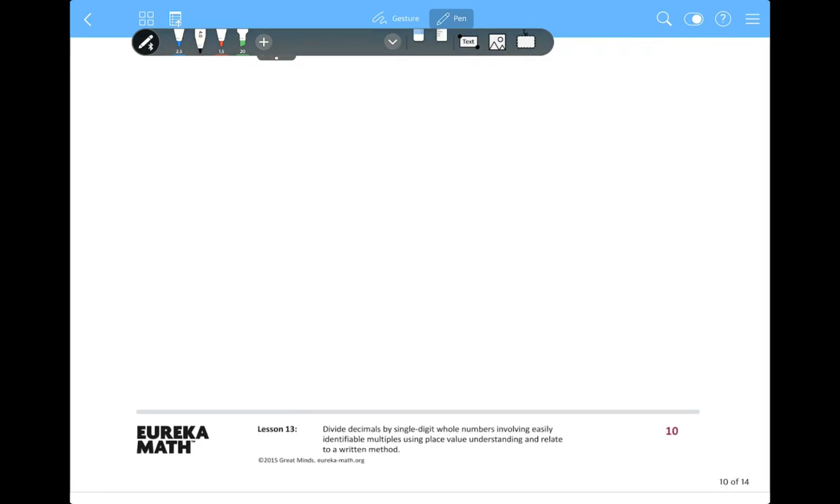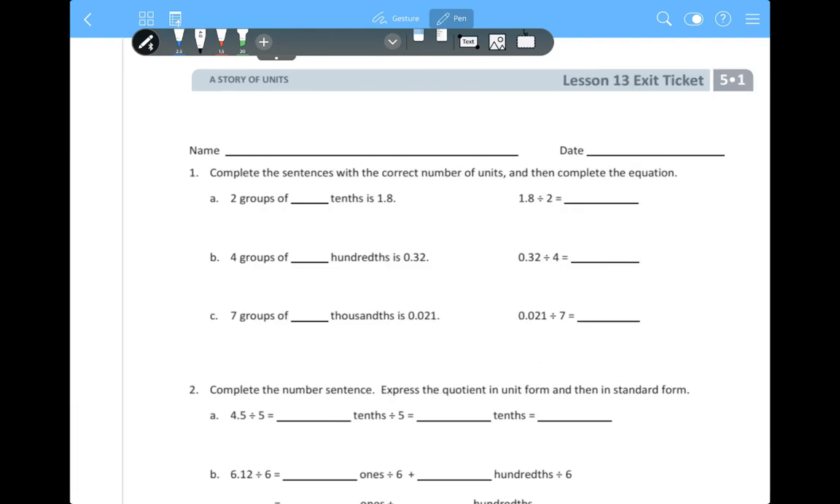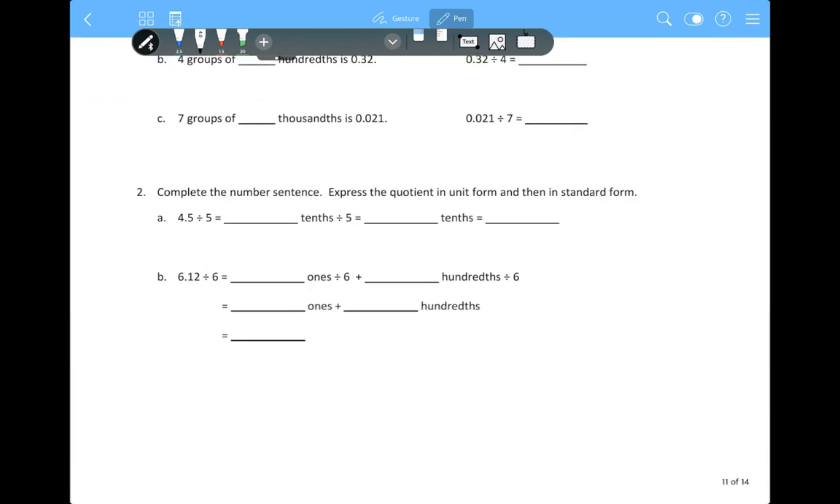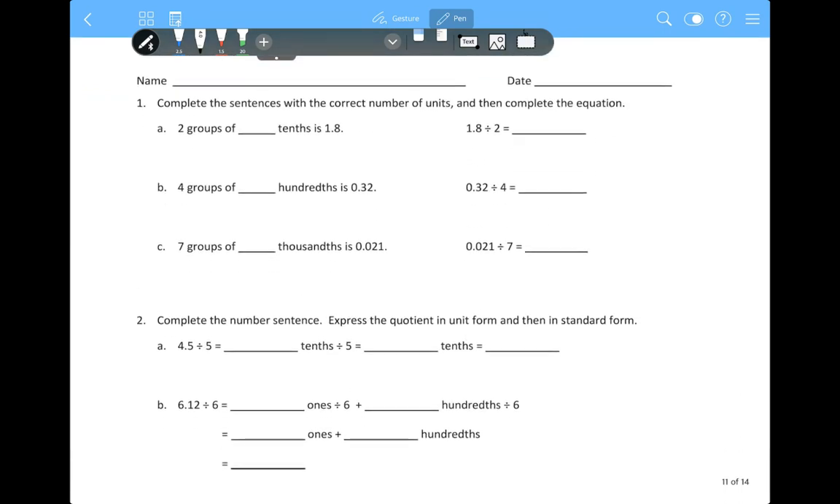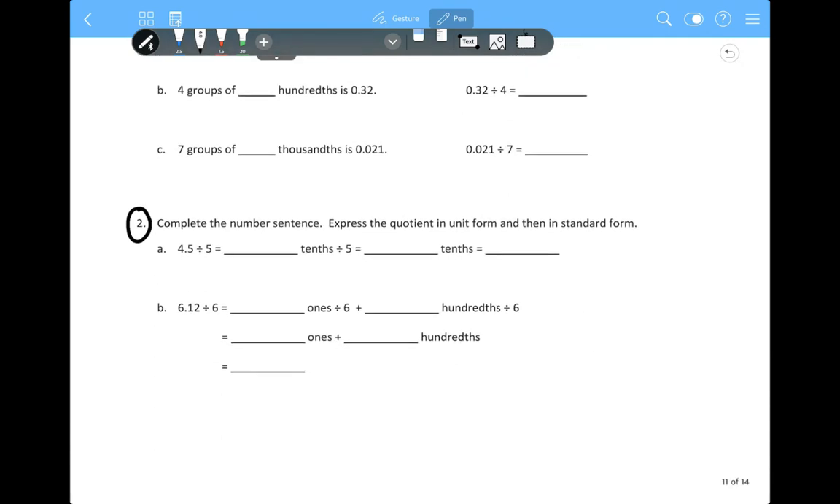Let's go on and do the problem set. So go ahead and pause for 3 or 4 minutes, and then we'll check the problem set together. I'm sorry, that's still the problem set. Go ahead and check the exit ticket. And for the exit ticket, I just want you to do 2, A and B here.